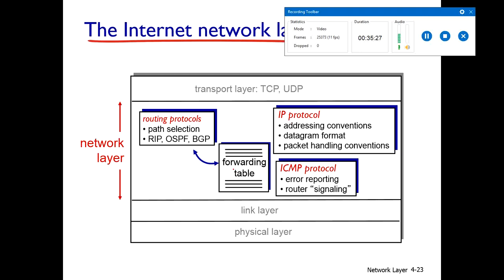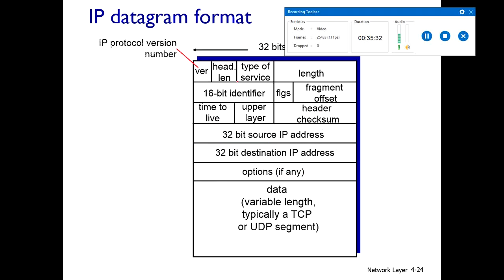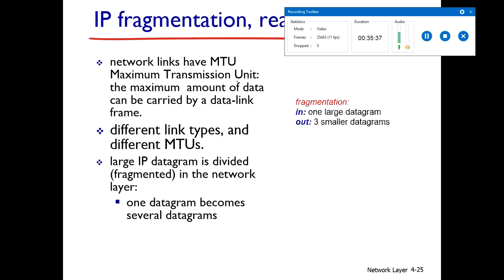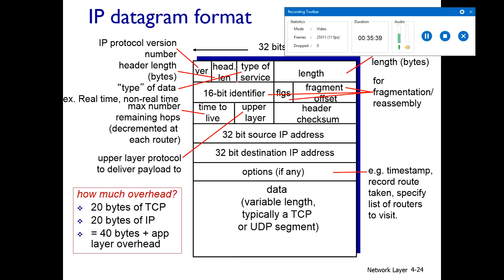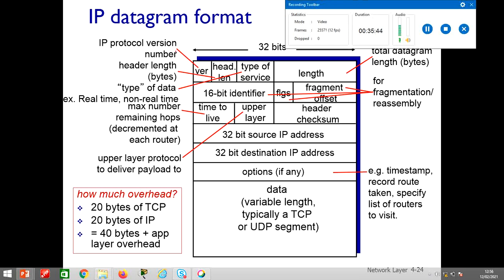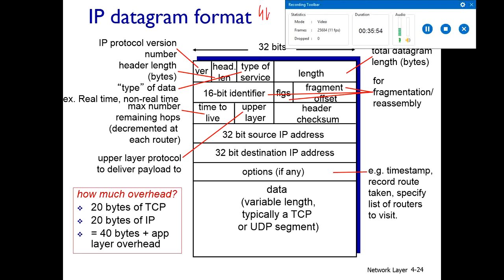So a very huge layer and many functions. Alright, so let's first of all talk about the IP datagram format, just like we talked about the TCP segment. The size of the IP datagram format is 32 bits. We know that the size of our IP address is 32 bits, which makes it 4 bytes. Now what are the various fields in those 32 bits or in those 4 bytes?